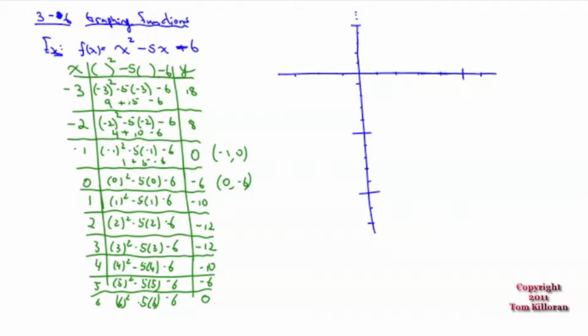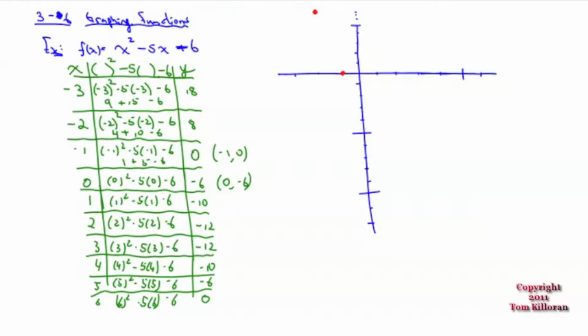So let's plot what we can. Obviously, I can't plot negative 3, 18, but I know it's to the left above the board. But negative 2, 8, I can get a good approximation of where that is. It's 2 to the left and 8 up. I'm going to put it right here at the top. It's actually a little higher than that. Next one up is negative 1, 0, which is an x-intercept. So it's going to land right on the x-axis.